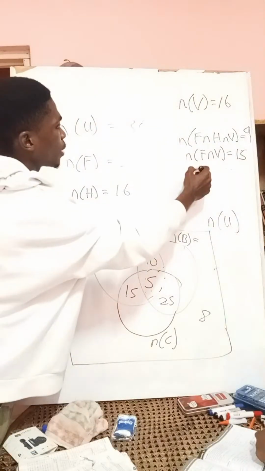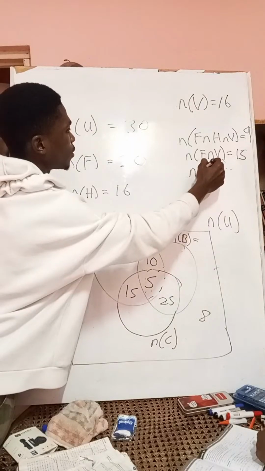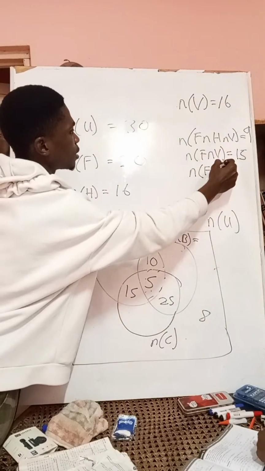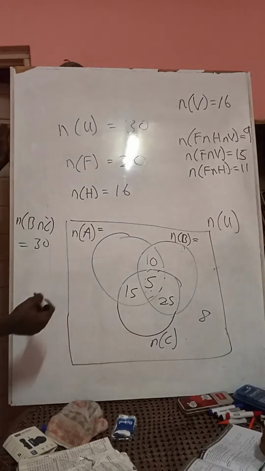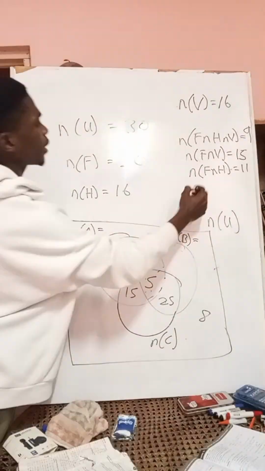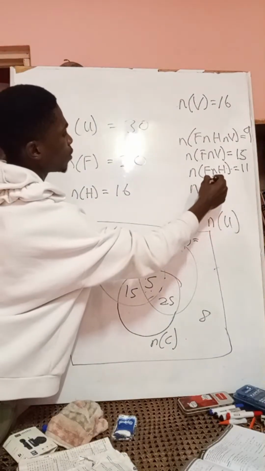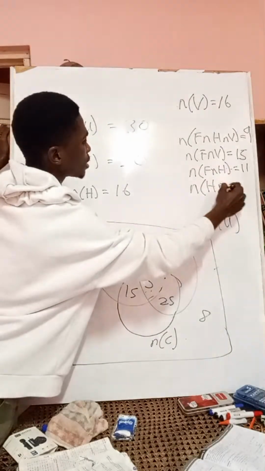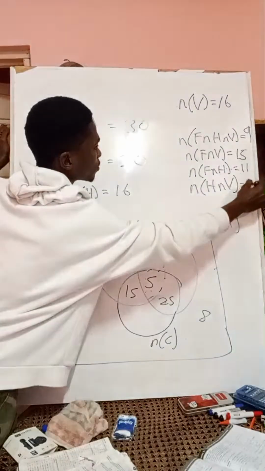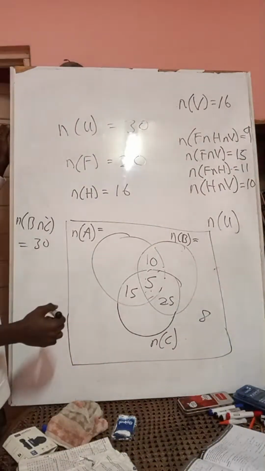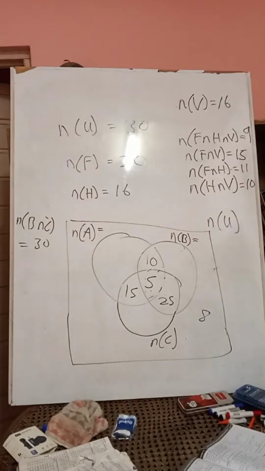Then 11 play football and hockey. So number of F intersection H equals 11. Whilst 10 play hockey and volleyball, so number of H intersection V equals 10. Let's continue. Illustrate the information on a Venn diagram.